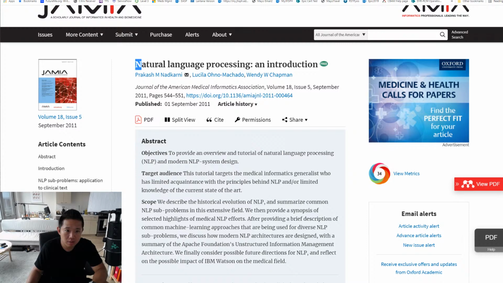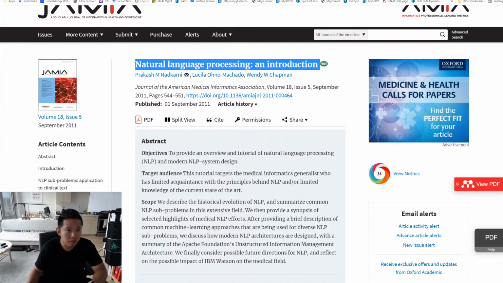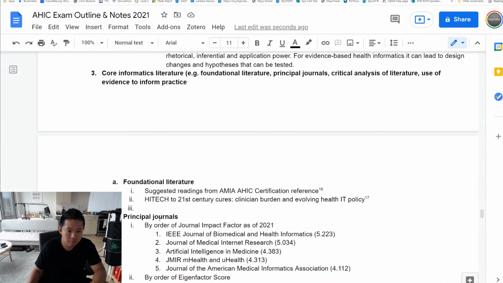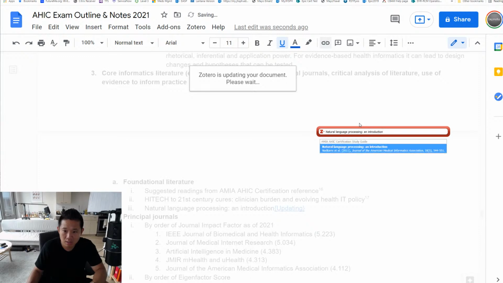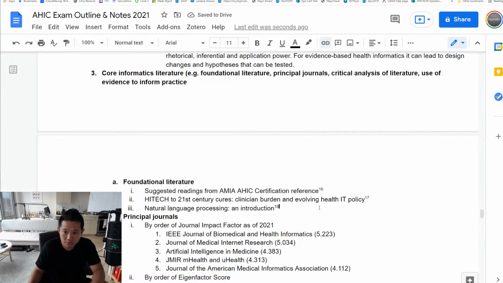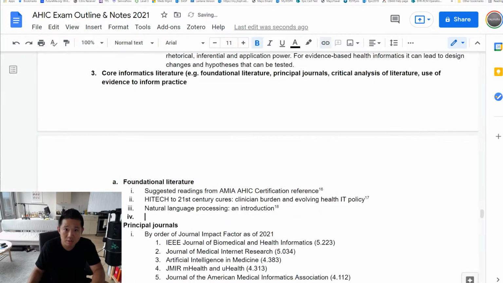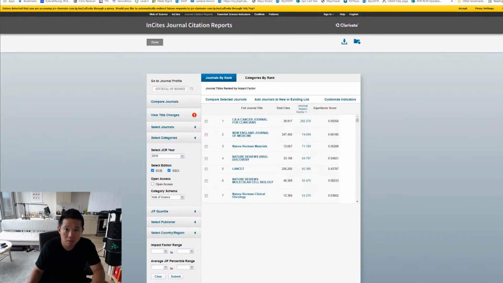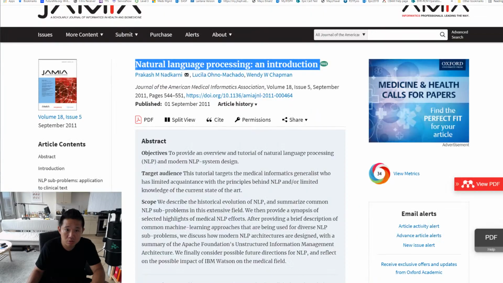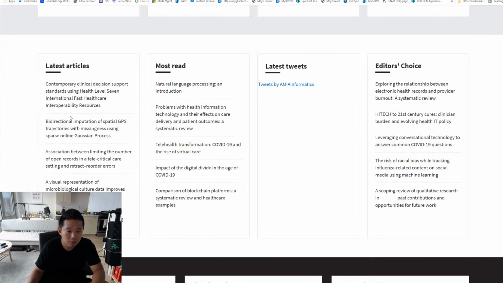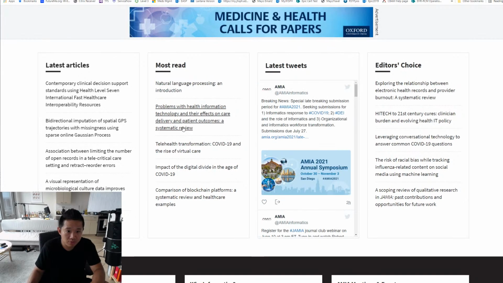Come on. Man, it's from 2011. Thing is, you actually need to read these too. It's maybe a little specific. Maybe something more broad. Close, close, close. Problems with health effects on healthcare.